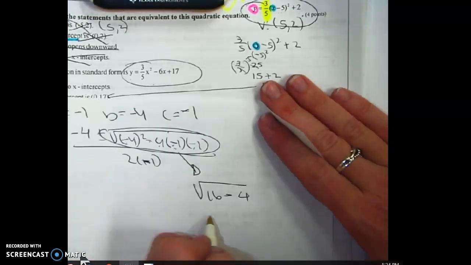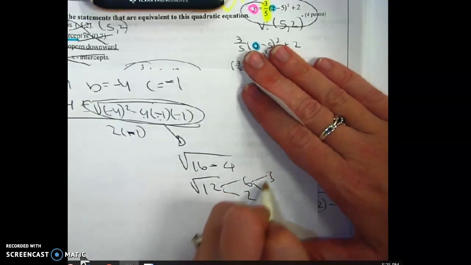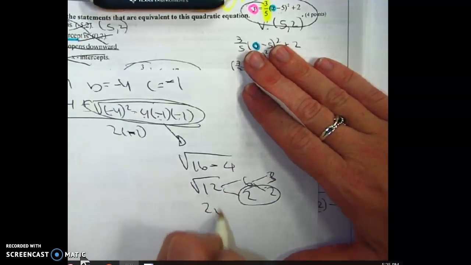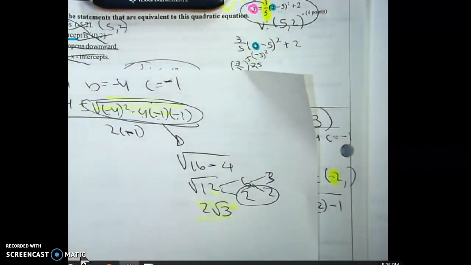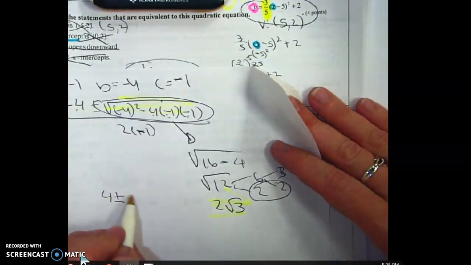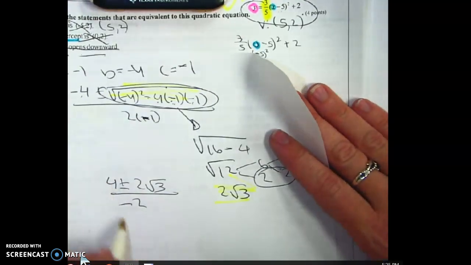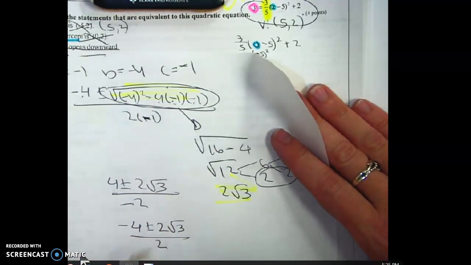One more negative. The square root of 12, tree. Oops, that's pretty. And it's 2 rad 3. So all of this turned into that. Now I'm going to simplify. The negative of -4 is 4 plus or minus 2 rad 3 over -2. But if you bring it to the top, it's -4 plus or minus 2 rad 3 over 2.